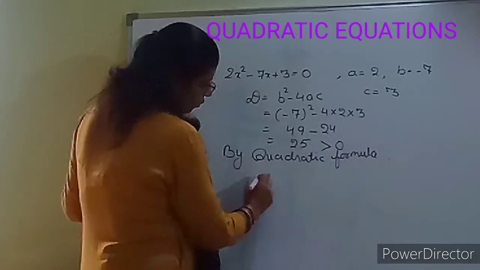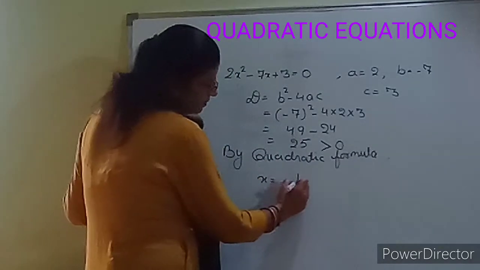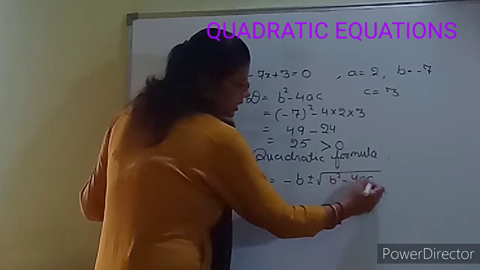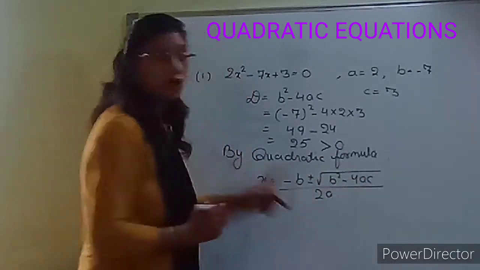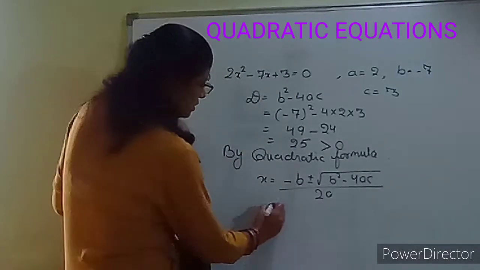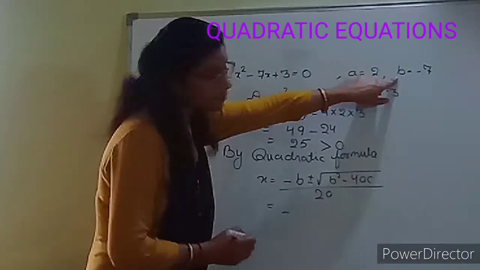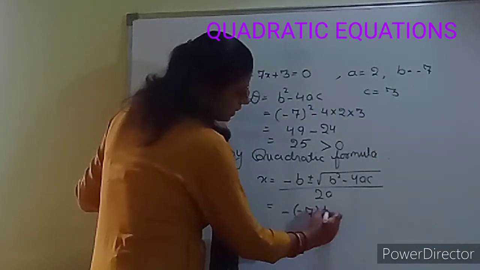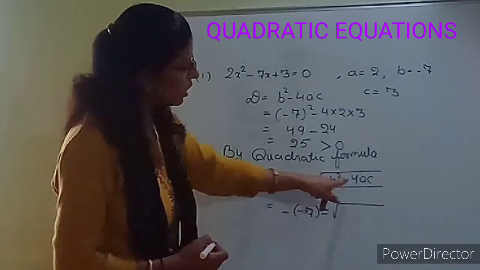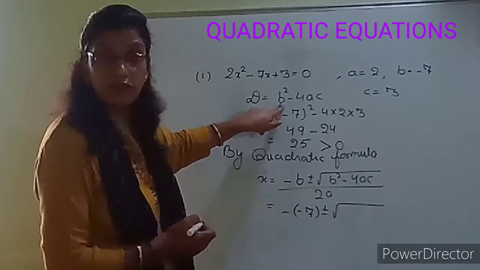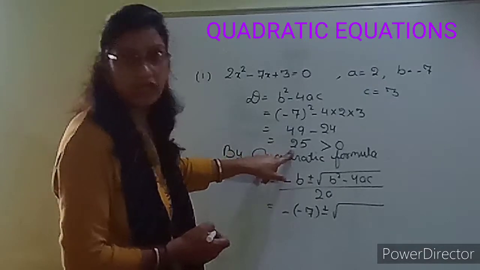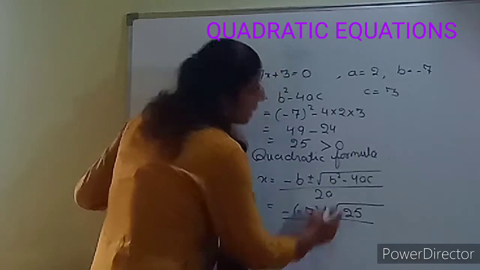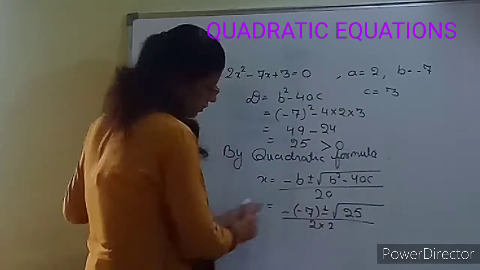Now find the value of x. What will be the value of x? Minus b plus minus root of b square minus 4ac, divided by 2a. This is the quadratic formula. Learn it by heart. Minus, what is the value of b? b is minus 7. Okay, keep it in brackets, minus 7, because it is negative. Plus minus root of b square minus 4ac, which we have already calculated. It comes 25, divided by 2 into a. What is the value of a? 2. So what value of x will we get?